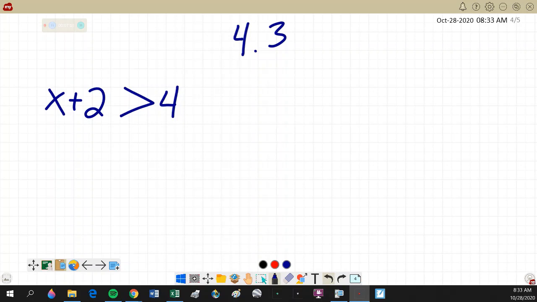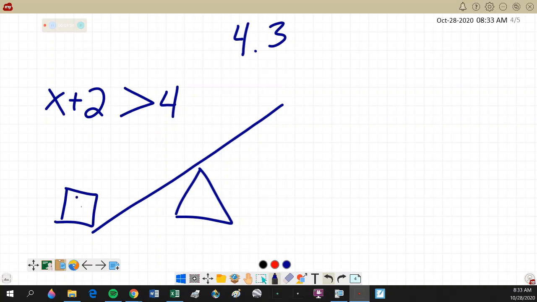It's a scale, right? But there's something different about this scale. It's not balanced. You guys understand that? So it looks like this. And on the left side, I have an X and 2 rocks. And on the right side, I have 4 rocks. So, how much does X weigh?